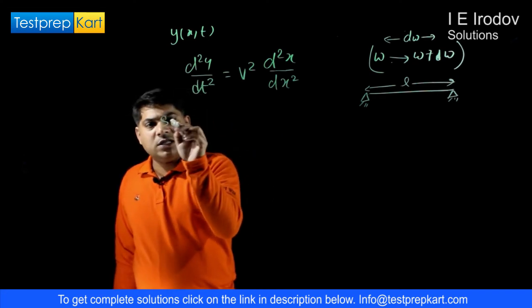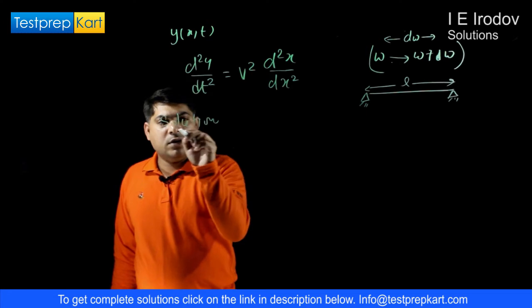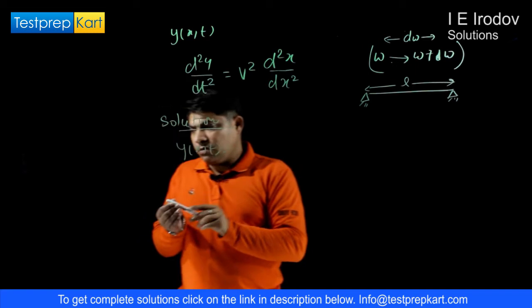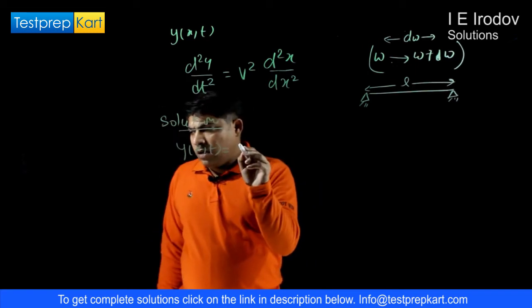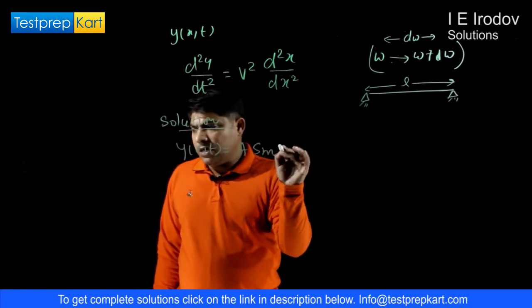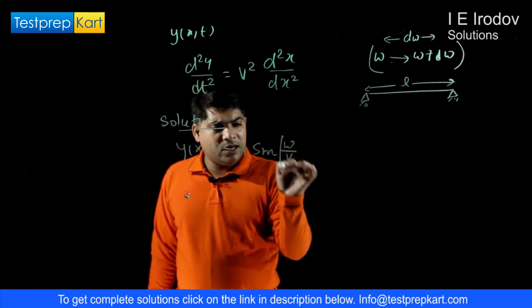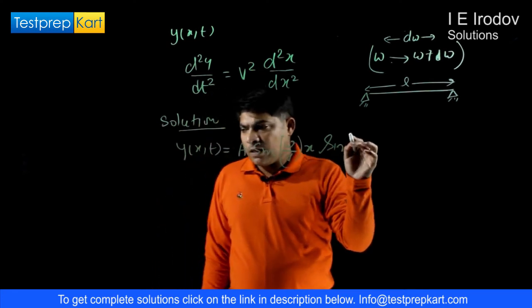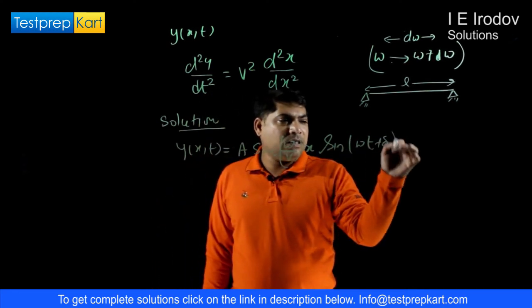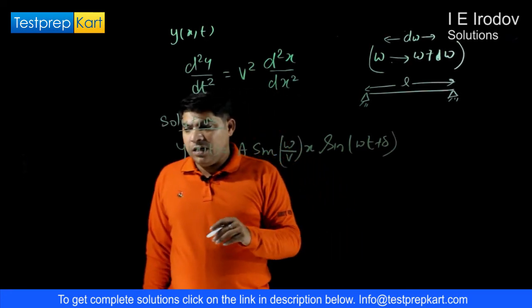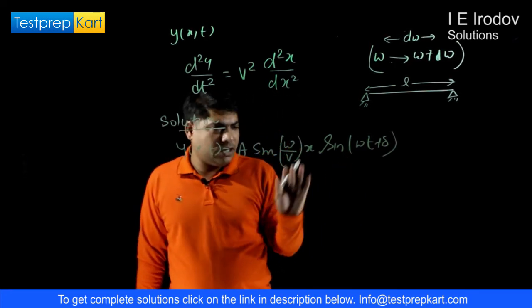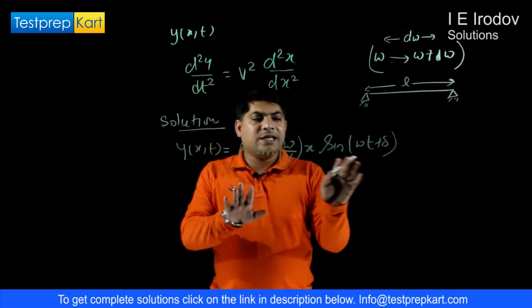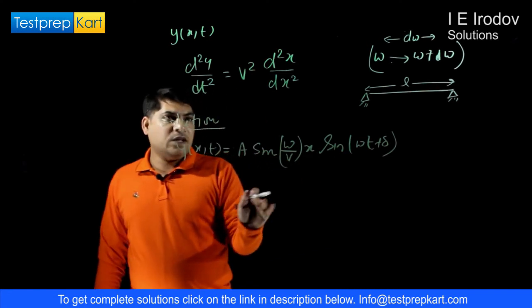Then the solution of this equation for a wave can be written as y(x, t) is equal to a sine(omega over v into x) into sine(omega t plus delta). Here a and delta are positive constants, of course. So we are just taking the general solution of a standing wave, nothing else.